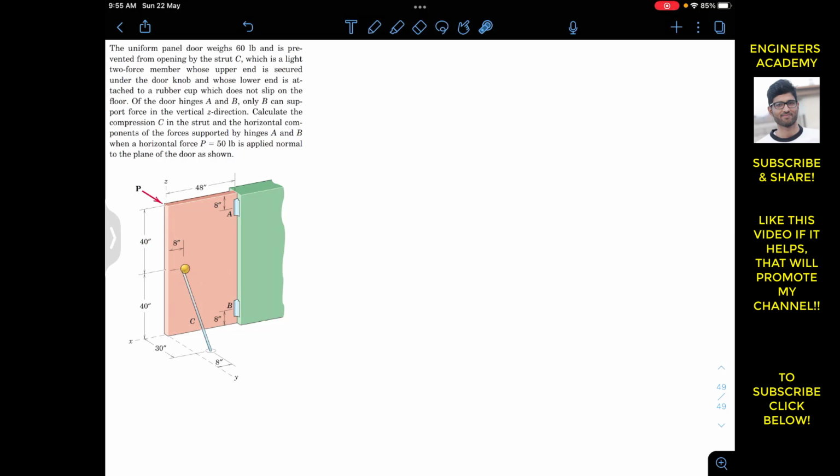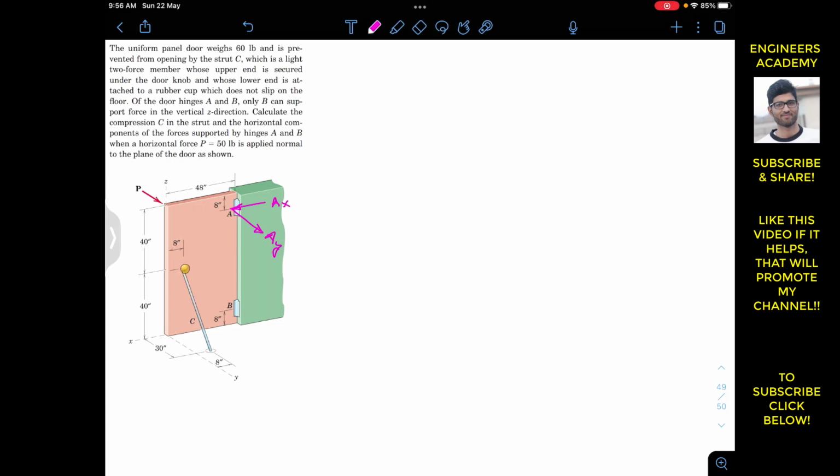So now if we represent all those reactions, first of all, this is our positive x-axis, this is our positive y-axis, and this is our positive z-axis, and we remember that the thickness of the door is assumed to be negligible, right? So first of all, at A we will have an AX reaction, let's say acting in the positive x direction, and we will have the AY reaction which will be parallel to the y-axis. There is no AZ reaction since in the problem statement it is said that only B can support the reaction in the Z direction.